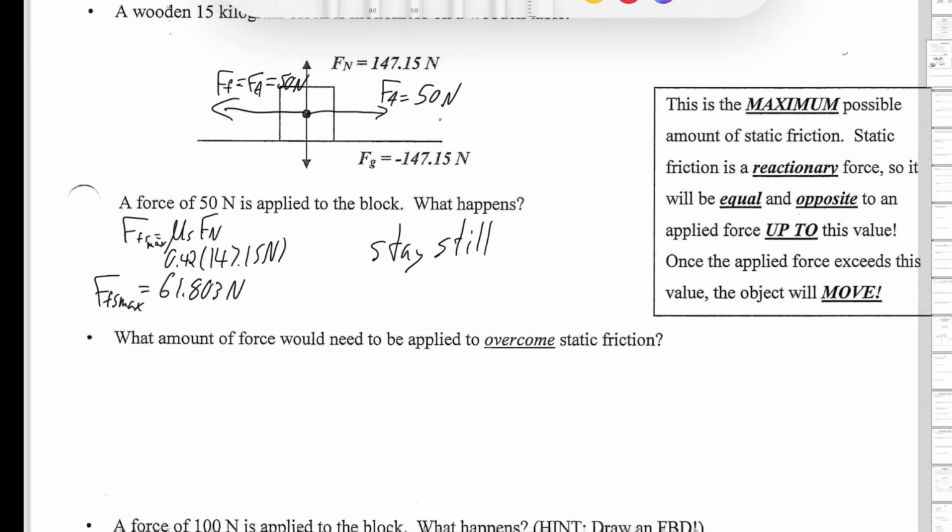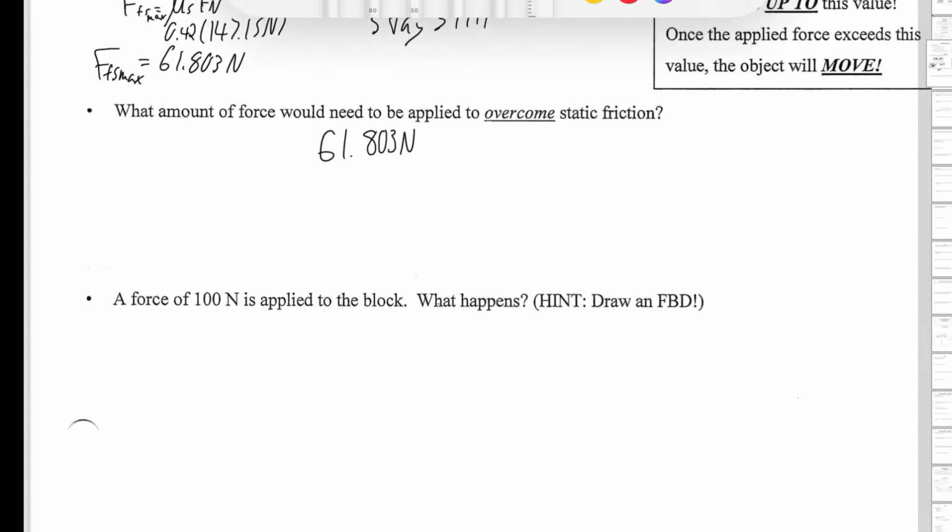Now, what amount of force would need to be applied to overcome static friction? As we said before, this is going to be 61.803 newtons. Now, let's take a look. A force of 100 newtons is applied to the block. So then what is going to happen?